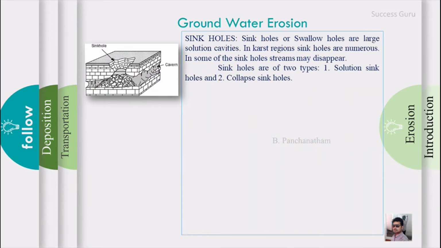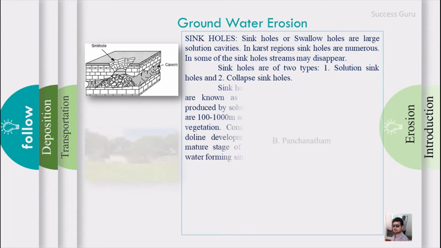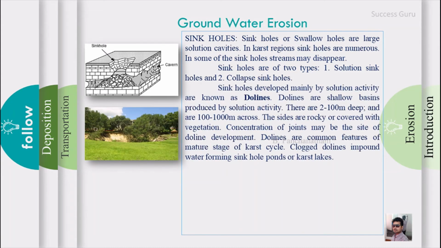The next one is sinkholes. Sinkholes are swallow holes formed by solution activity. In the karst region, sinkholes are many in number. In some of the sinkholes, a stream may disappear. Sinkholes are of two types. The first is the solution sinkhole, and the second is the collapse sinkhole. The sinkholes developed mainly by solution activity are called dolines. Dolines are shallow basins produced by solution activity. They are about 2 to 100 meters deep and 100 to 1000 meters across in width.